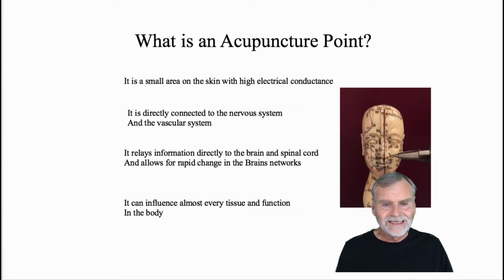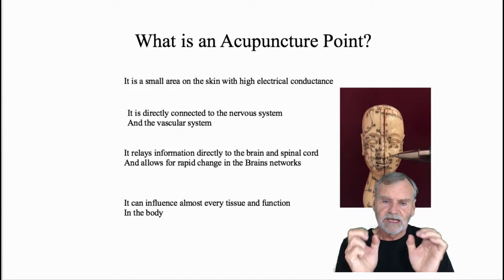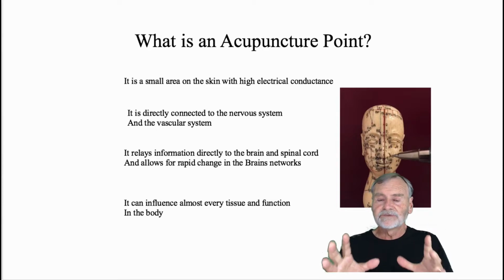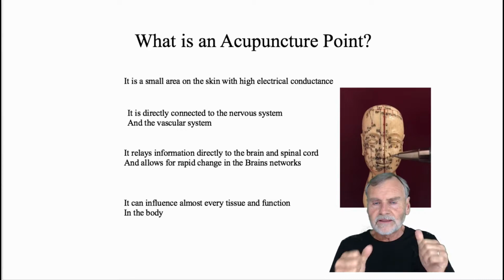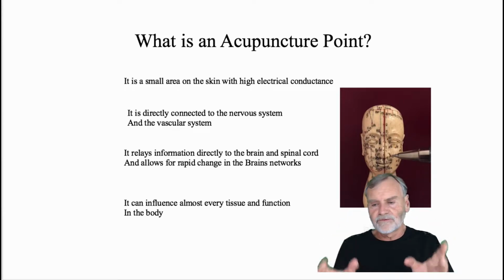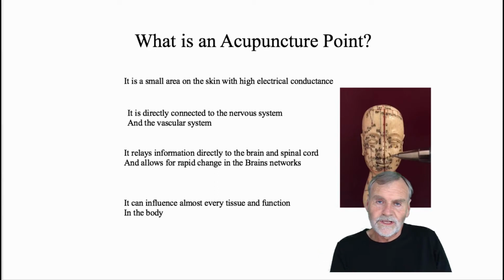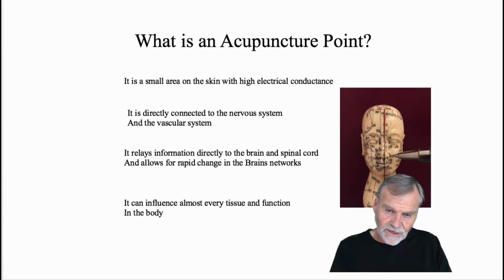So what is an acupuncture point? An acupuncture point is connected directly into the nervous system. Why is that important? It's because now you can send messages directly up to the brain and get the brain to pay attention to the area of problem. Because ultimately, the brain has to send information down to that area to do the healing. So when you're doing this, remember that you're asking the brain to pay attention to what you're working on.